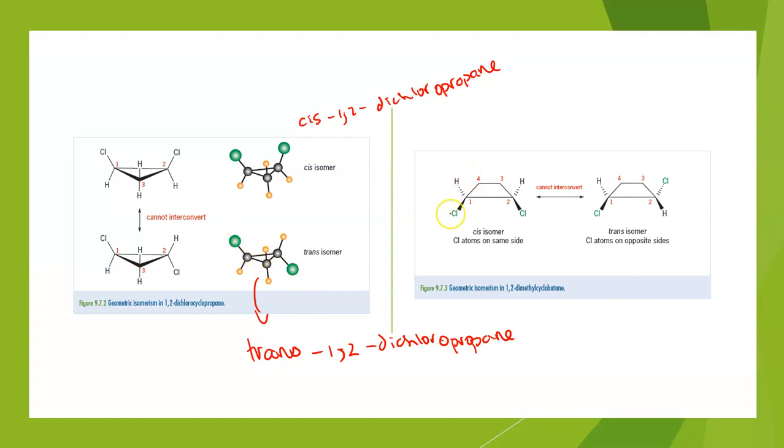Okay, so we get that again with 1,2-dichlorobutane. We have cis 1,2-dichlorobutane and trans 1,2-dichlorobutane. Ignore the methyl here. If it was methyl, we would have our ring here and we would have a CH3 group and a CH3 group. But again, we can have cis 1,2 and trans 1,2 dimethylbutanes as well.